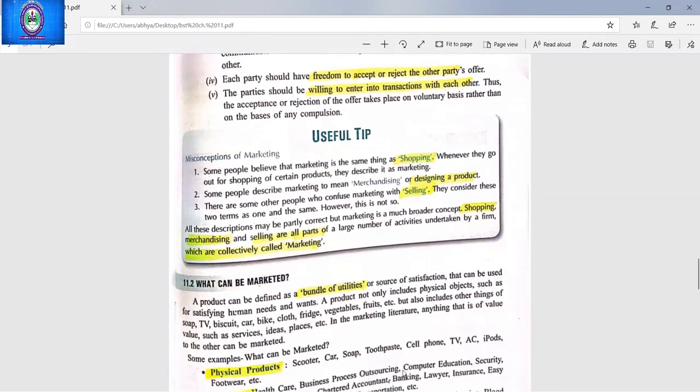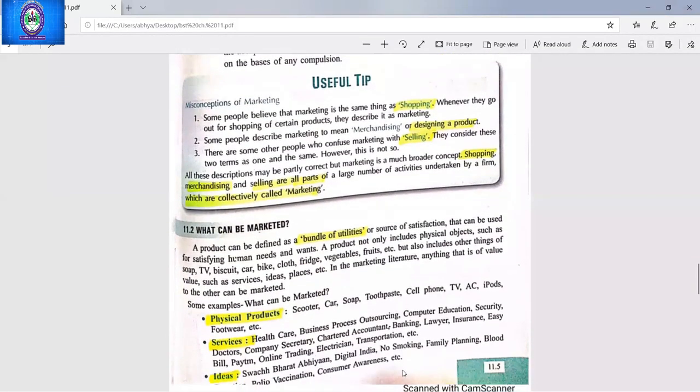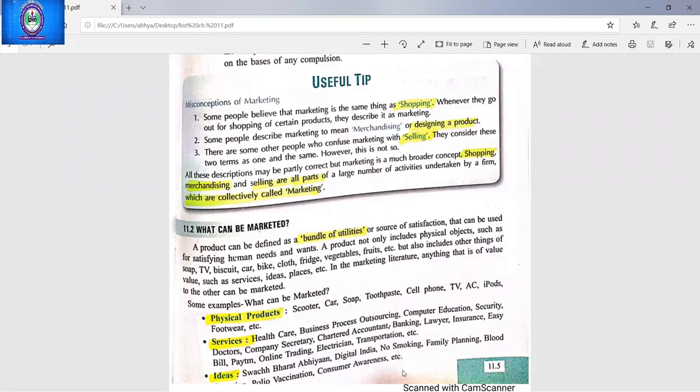Then one more thing, there are some misconceptions of marketing also. Some people or laymen say that shopping is equivalent to marketing, but no, shopping is not equivalent to marketing. Marketing is much more than shopping.